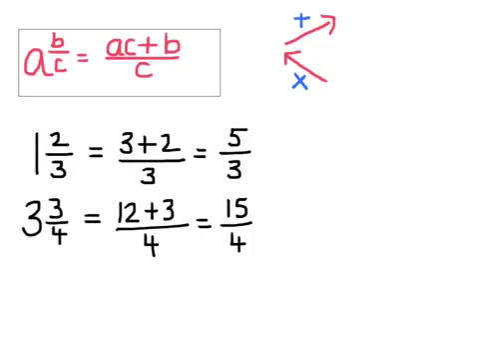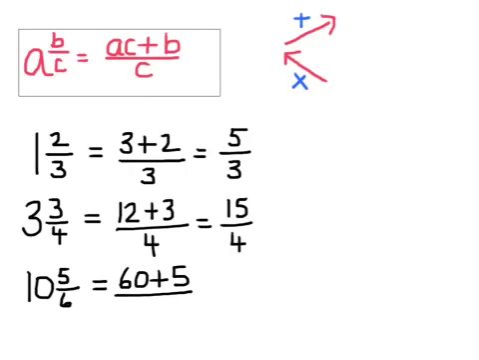If we look at one last example, let's consider 10 5/6. Again, we can see this is a mixed number. There's our whole number. There's our fraction, 5/6. We multiply these two, the 10 and the 6, and add the 5. So that's going to give us 60 plus 5. And we divide by the denominator of the fraction, which is 6. So that will give us 65 over 6.